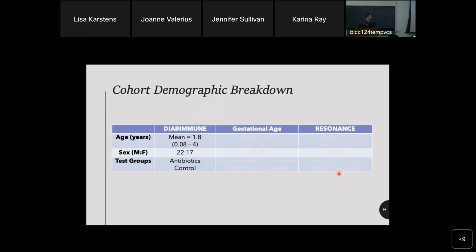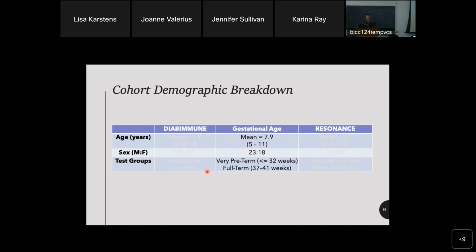Next couple slides go over a demographic breakdown for these specific data sets. We'll start with DIABIMMUNE. The DIABIMMUNE cohort contained 22 males and 17 females with an average age of 1.8 years old. And subjects in this cohort were either assigned to the antibiotics test group or the control test group based on whether or not they received antibiotic intervention during the course of the study.